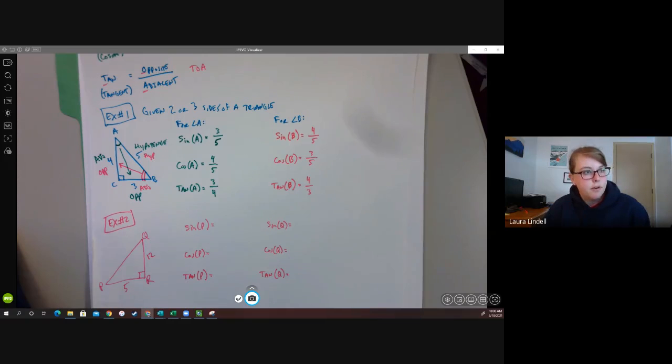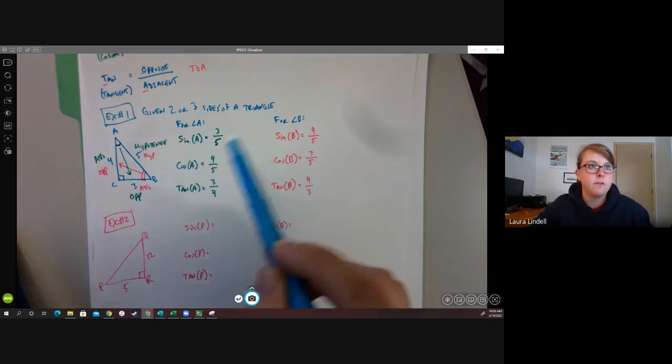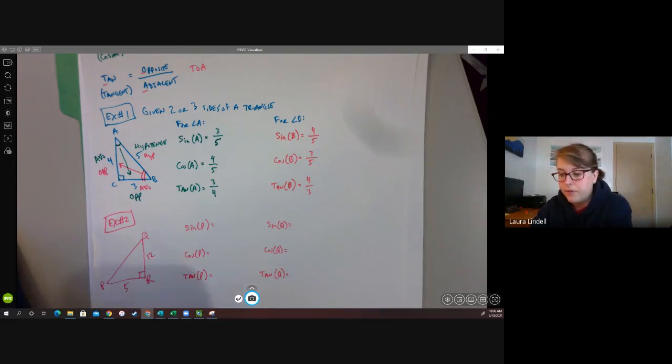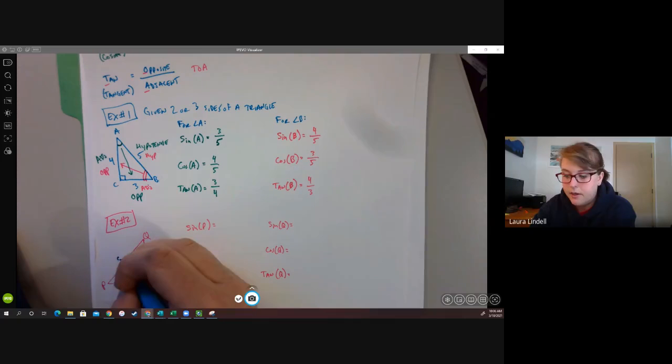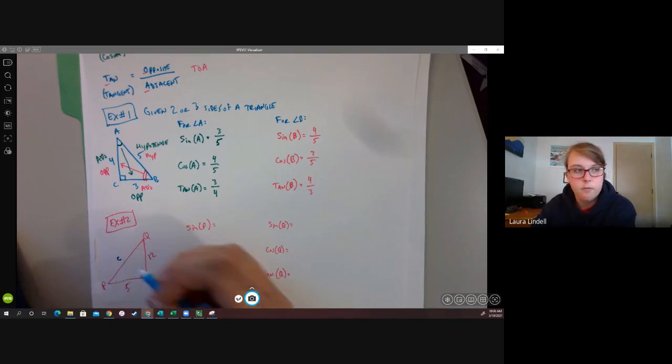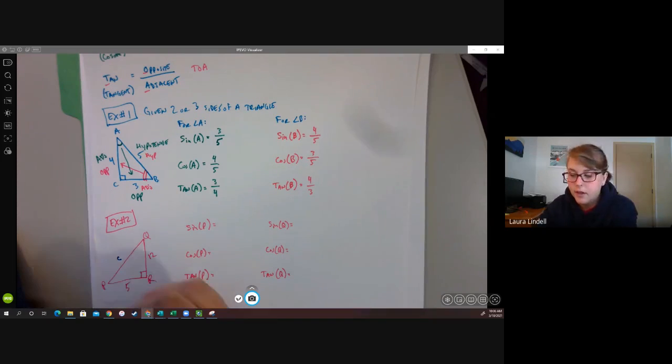Okay. So looking at this one, we've got 2 of the sides, but in order to do all 3 trig ratios, we're going to need the third side. And yesterday, we learned that we could find the third side of a right triangle using the Pythagorean theorem. So we have to do that first step. And then it will become just like the first example. So this would be my C value over here, because that's the hypotenuse. And then 5 and 12 can be A and B.